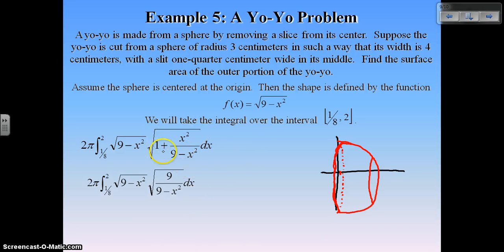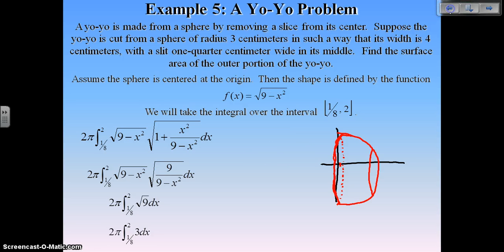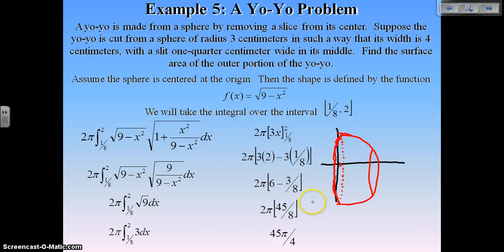So what I did here was I got a common denominator of 9 minus x squared, which 1 becomes 9 minus x squared over 9 minus x squared. When I combine that to the top, the minus x squared and the x squared cancel, but the 9 is left over. Now the 9 minus x squareds will cancel. Square root of 9 is 3. You move the screen here so you can see everything on the bottom. There we go. Now the antiderivative of 3 is 3x, and there's my 2 pi still out front. Plug in my 2, plug in my 1/8, and in the end I end up with 45 pi over 4.